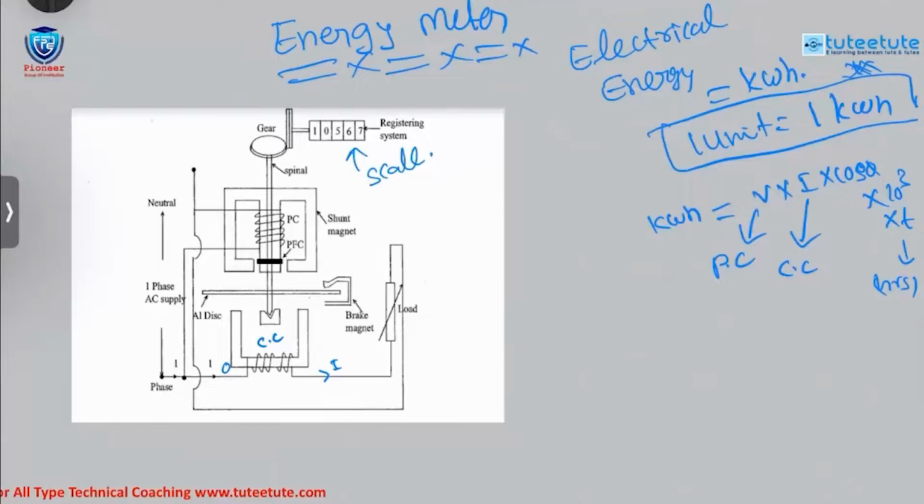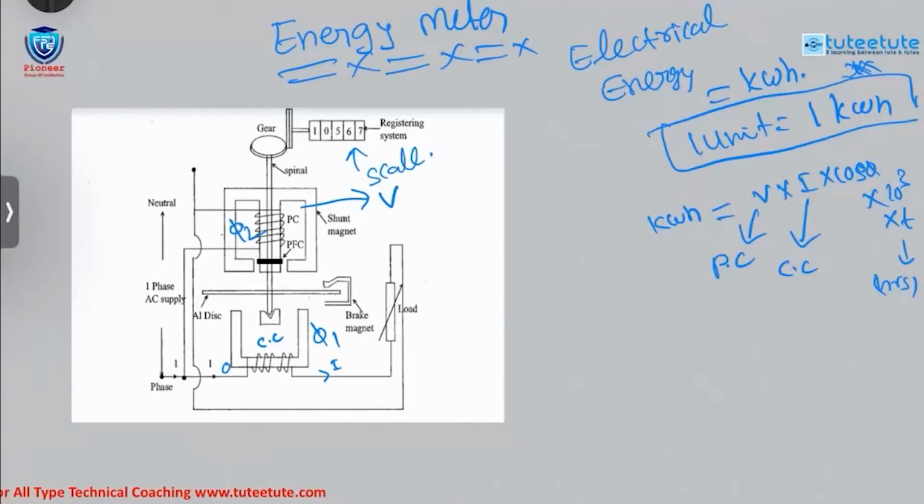What we need to remember for our exam point of view: the current coil is responsible for measurement of current. The pressure coil, PC, is responsible for measurement of voltage. Because of the current flowing here, some magnetic field will develop, phi 1. Because of the voltage of the given system, here also some magnetic field will develop. This field is called phi 2.